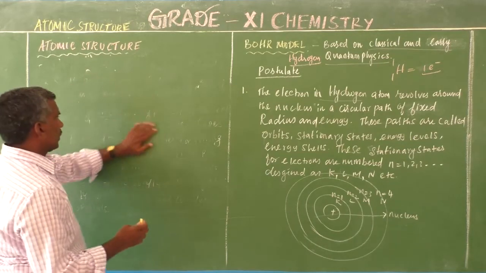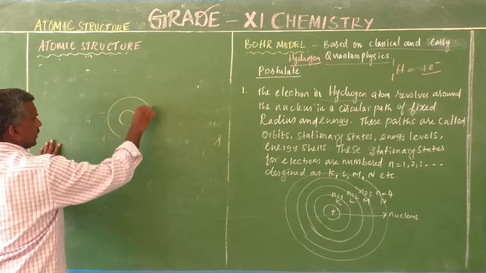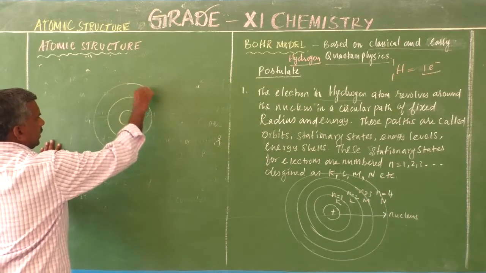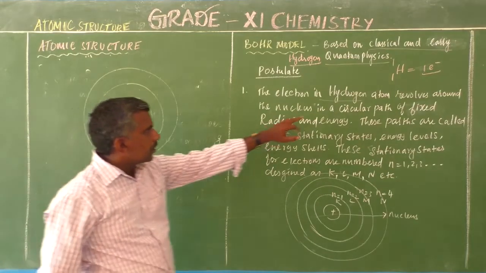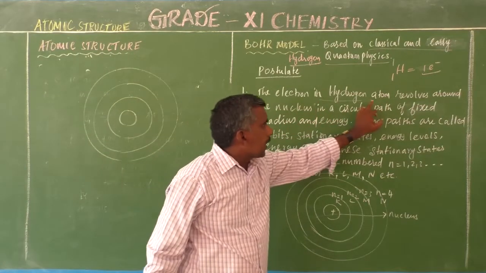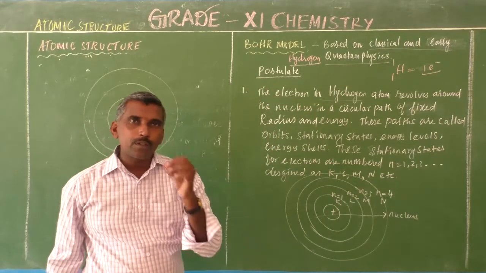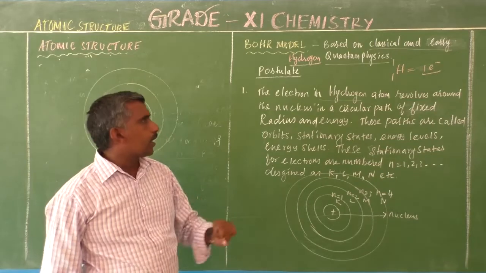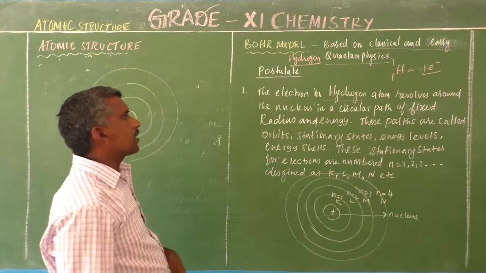This is a nucleus. This is an orbit, or shell, in a hydrogen atom. In a hydrogen atom, only a single electron is present. The Bohr model is only applicable to one-electron systems. The electron in the hydrogen atom revolves around the nucleus in a circular path.